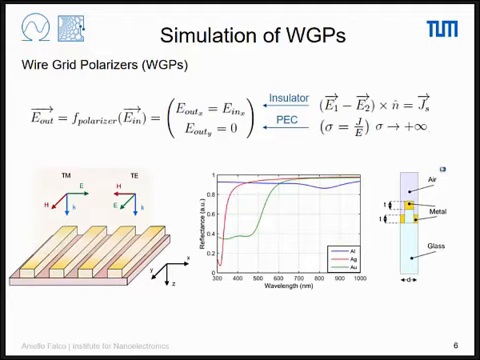but this structure is pretty efficient. It's up to 2 orders of magnitude more efficient than a single layer grid polarizer. Plus, it's much easier to manufacture. As we will see later, the manufacturing of this structure is extremely straightforward.